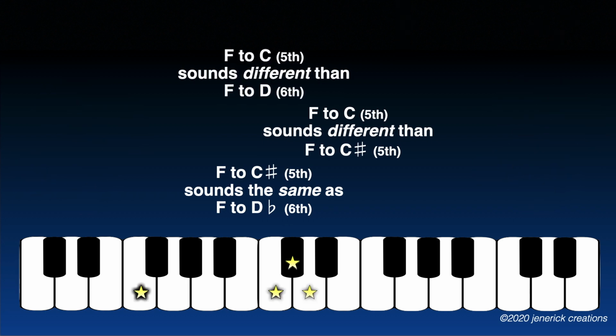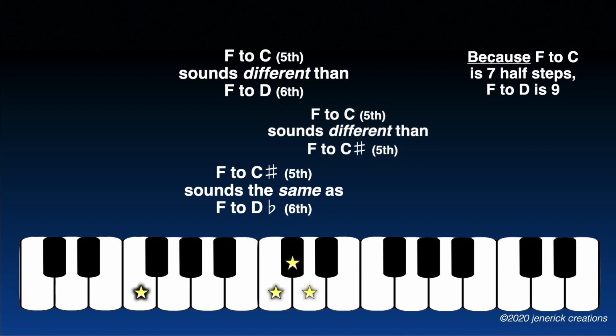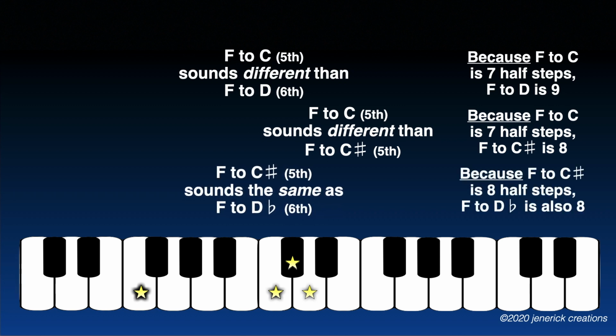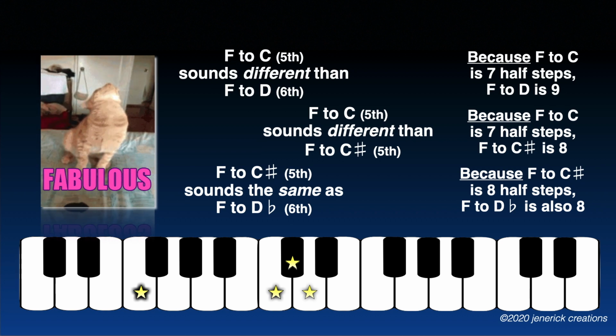F to C sounds different than F to D because F to C is 7 half steps, F to D is 9. F to C sounds different than F to C sharp because F to C is 7 half steps, and F to C sharp is 8. F to C sharp, an interval of a fifth, sounds the same as F to D flat, which is a sixth, because F to C sharp is 8 half steps, and F to D flat is also 8 half steps. But you already knew that.